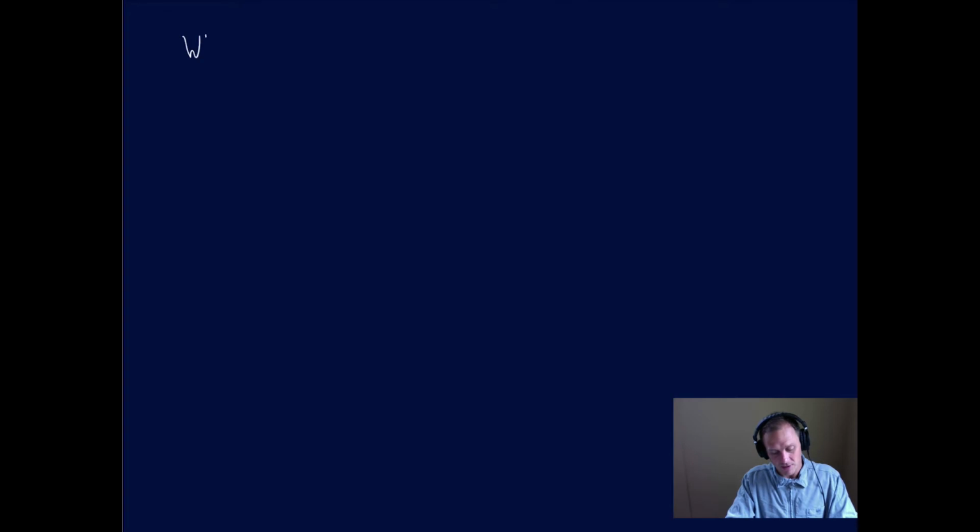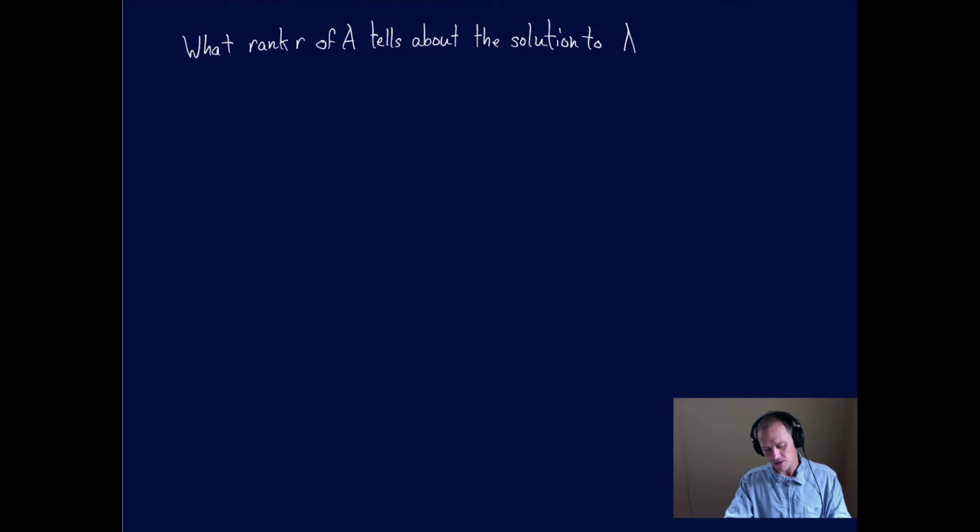So this is what the rank R of A tells about the solution to the matrix equation AX equals B. That's what we're going to look at today. How does this go? Well, let me show you.